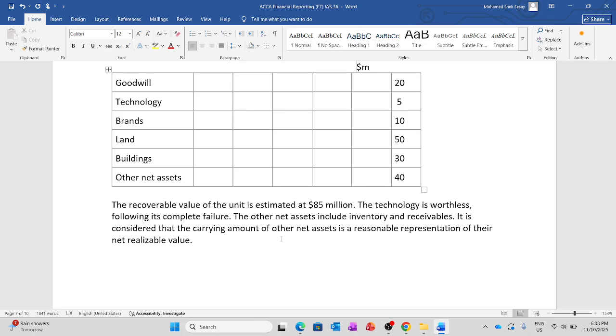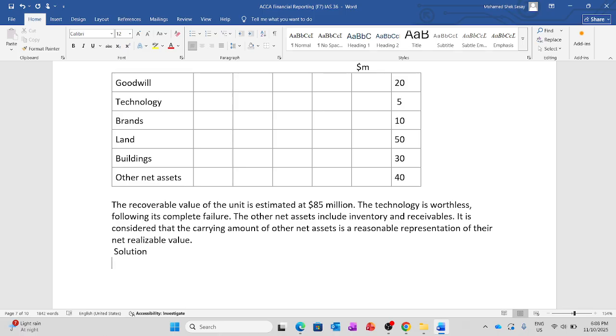Following its complete failure, the other assets include inventory and receivables. It is considered that the carrying amount of the other net assets is a reasonable representation of their net realizable value. So it means there are 40 for other assets. We are not going to allocate any impairment to them because they are assumed to be stated at the recoverable amount. So now let's solve this question, right? So we can understand better.